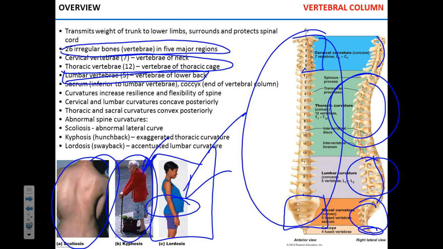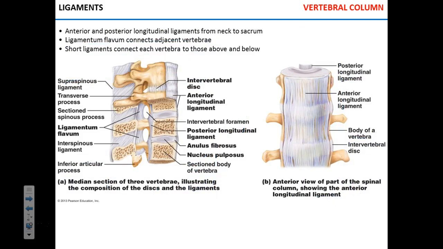That makes sense? Now, those vertebrae are not just stacked one on another, they are connected by ligaments. Anterior and posterior longitudinal ligaments. Okay? Here you can see the anterior ligament. Okay? And also ligamentum flavum, which runs pretty much inside of the vertebral column and connects the vertebrae.